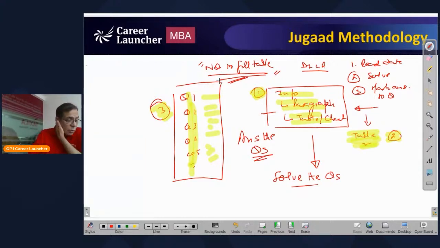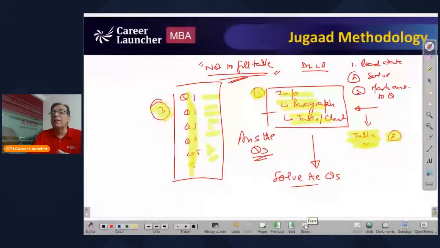Yeah, Mayank, I can see your question, but today I'm not looking at selection of sets. We'll look at selection of sets in some other session. Today we are looking at purely how to solve using a Jugaad methodology. So what is the process that we should adopt?